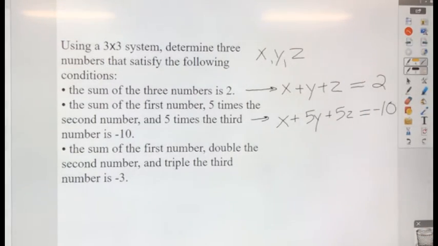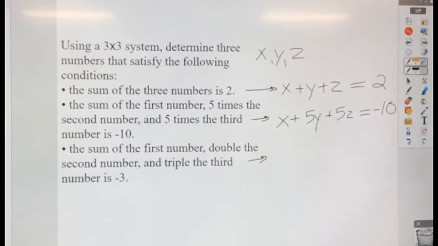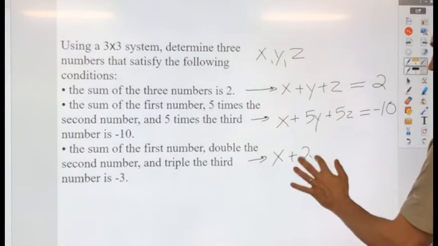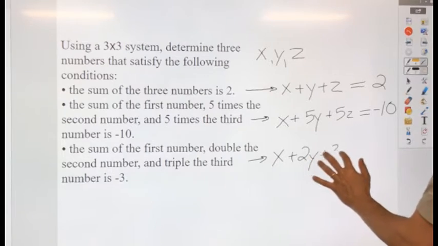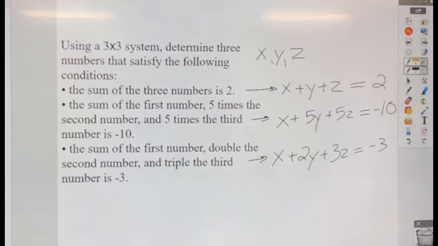And then my third equation: the sum of the first number, double the second number, and triple the third number is -3. X plus 2Y, I'm doubling the second, plus 3Z, tripling the third, equals -3. Very good. So there's my 3x3 system.